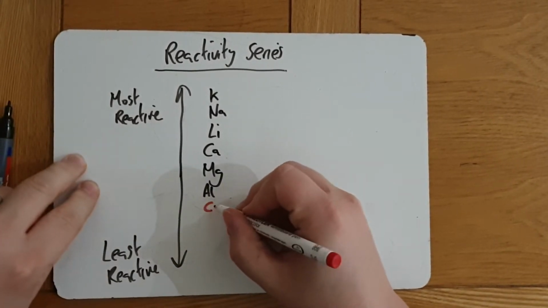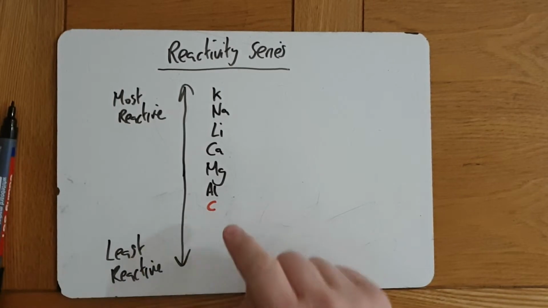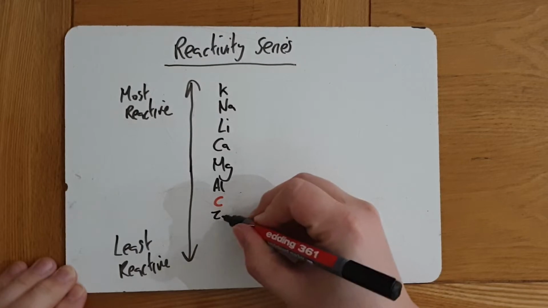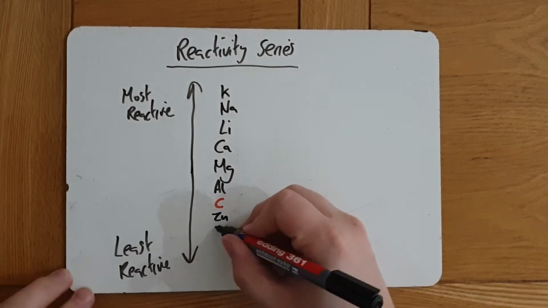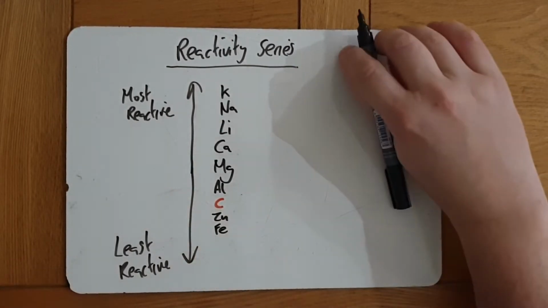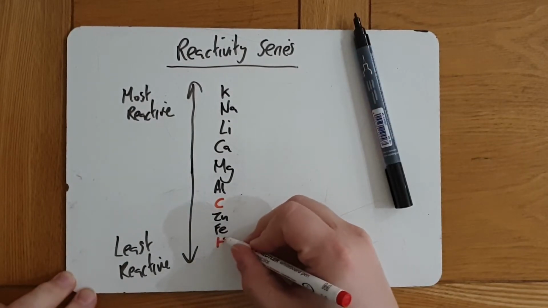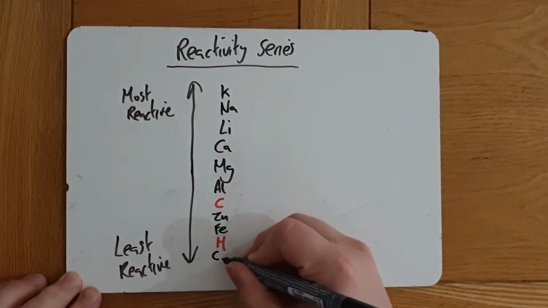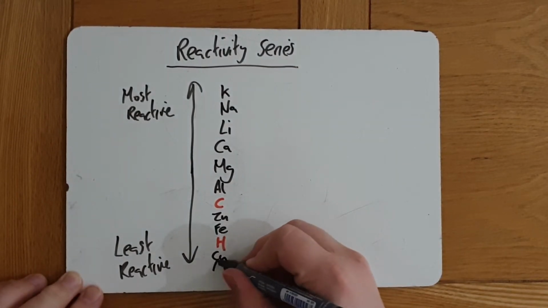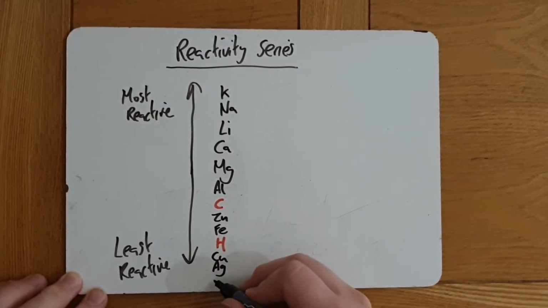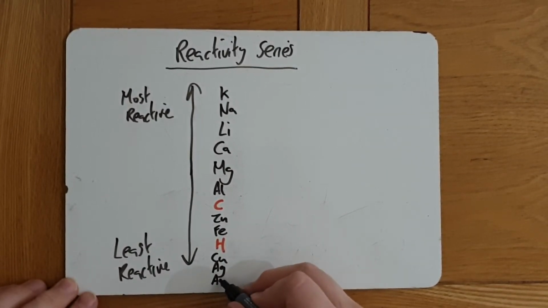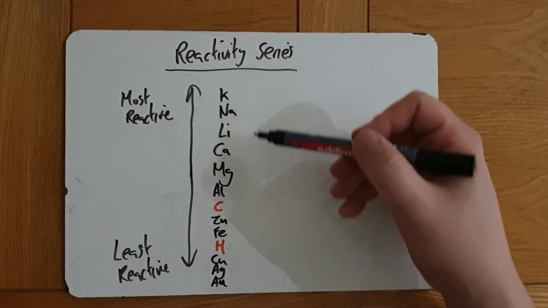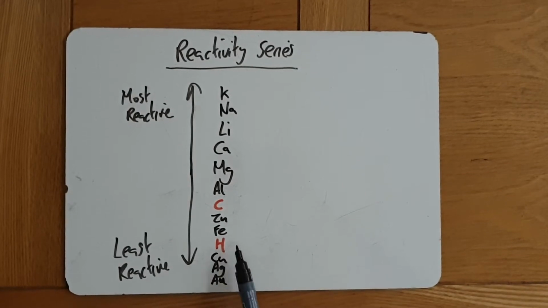I'm going to do this one in a slightly different colour. So it's C for carbon, because carbon isn't a metal, but it becomes clear later on why I've put it in there. And we've got Zn for zinc, Fe for iron. Then also not a metal, but I put it on there, we've got H for hydrogen. And then we're right at the bottom, not particularly reactive now. We've got Cu for copper, Ag for silver, and then Au for gold. And hopefully silver and gold are really not very reactive at all, right? So this is our reactivity series. Remember, we've got hydrogen in here.